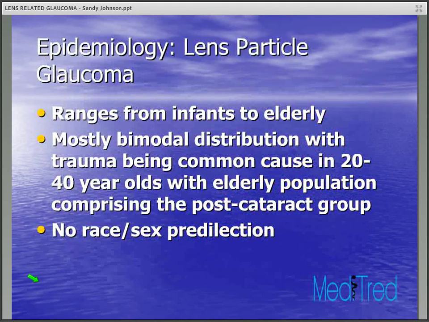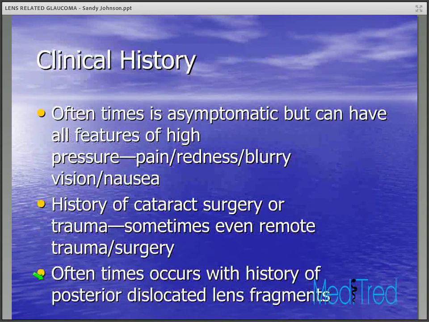So the epidemiology, as you can imagine, since it can happen with congenital cataracts, it's from infants to elderly. And there is a blip, like in the other patient I showed you, between, say, 20 and 40 due to trauma. And it really doesn't matter your race or your sex. You have the same problems with this, given the same scenario.